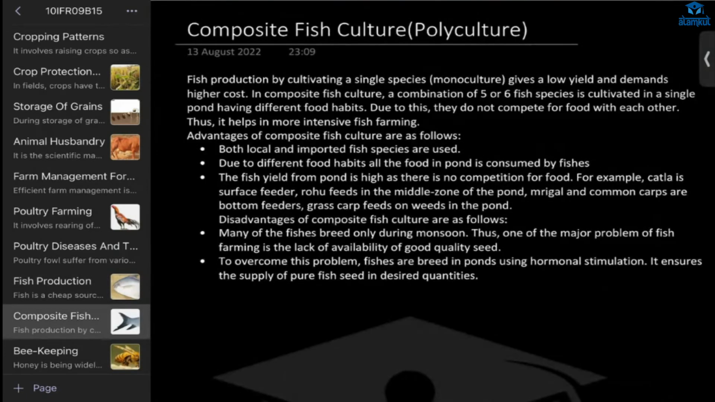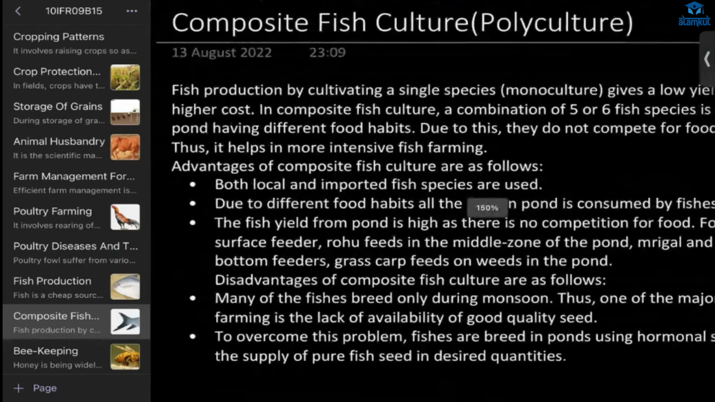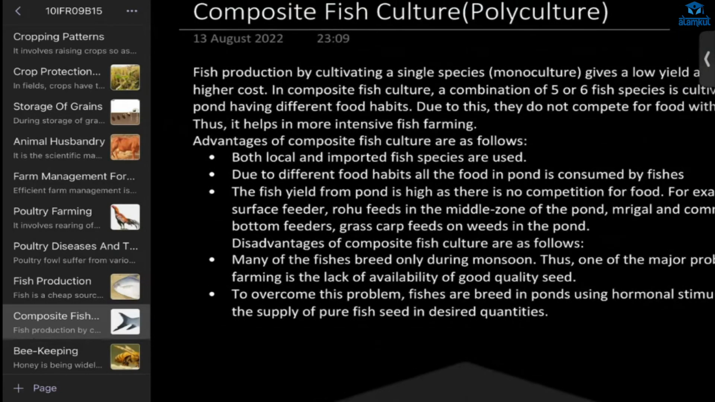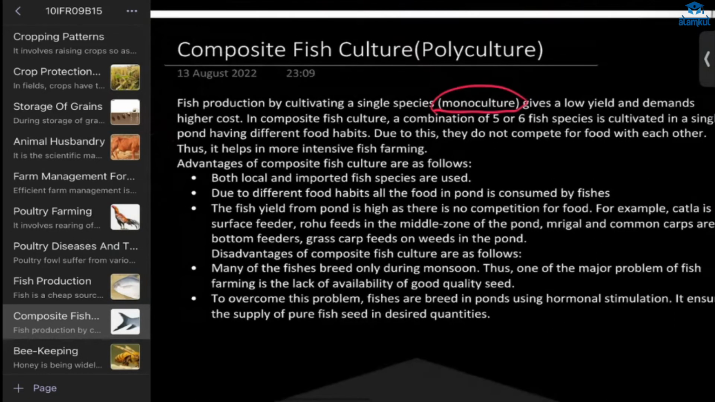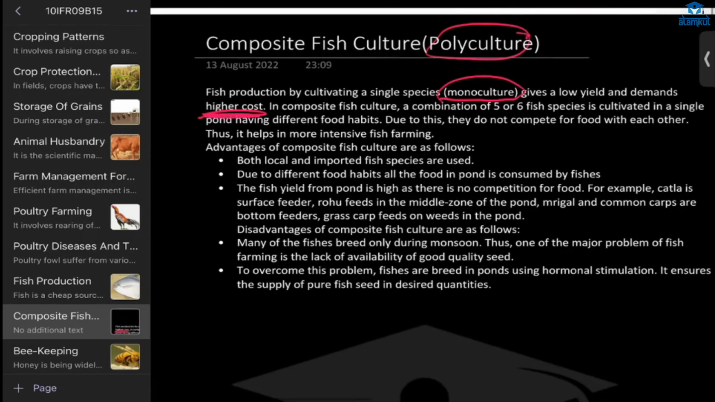Composite fish culture, what is that? Here, many different types of fishes are cultured. Single fish culture is called monoculture, and if it is many fishes, it is called polyculture. Because in single fish culture, there is low yield and also higher cost. Okay, the feed cost is high.